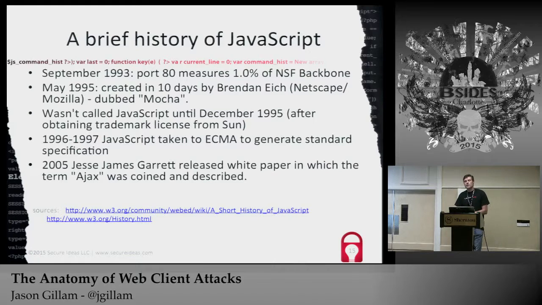So JavaScript, brief history. I won't spend all day on this. But basically, JavaScript's been around for about 20 years, just about as long as the web, almost. So it's been around for a long time. The other date on this particular slide that's important to note is the one at the bottom, 2005. That's when the term AJAX was coined. Everyone's heard about AJAX. This is your dynamic JavaScript and XML.